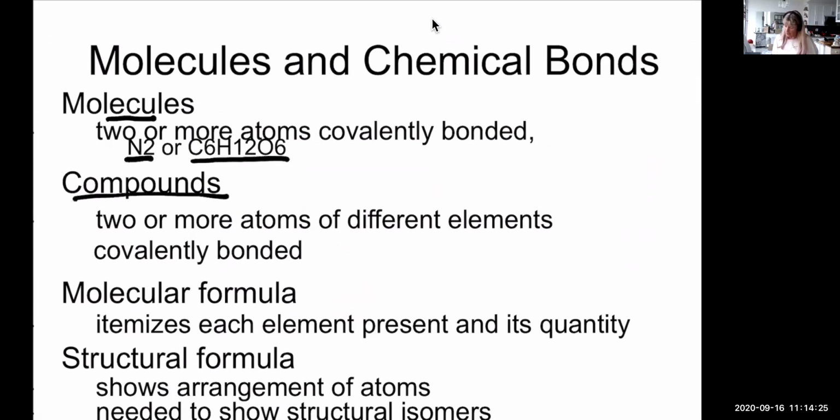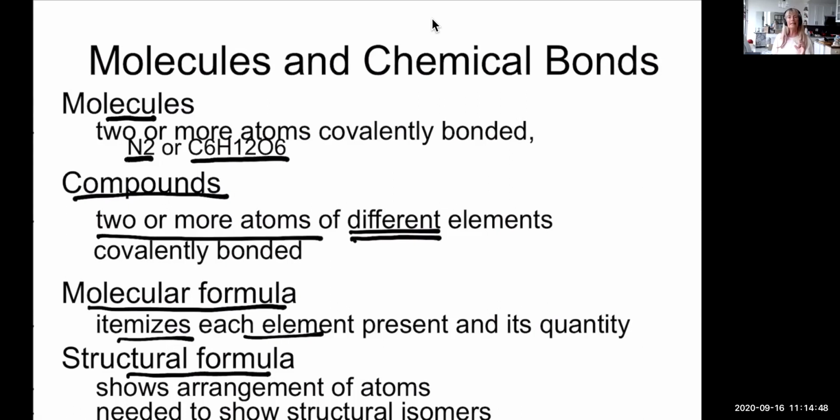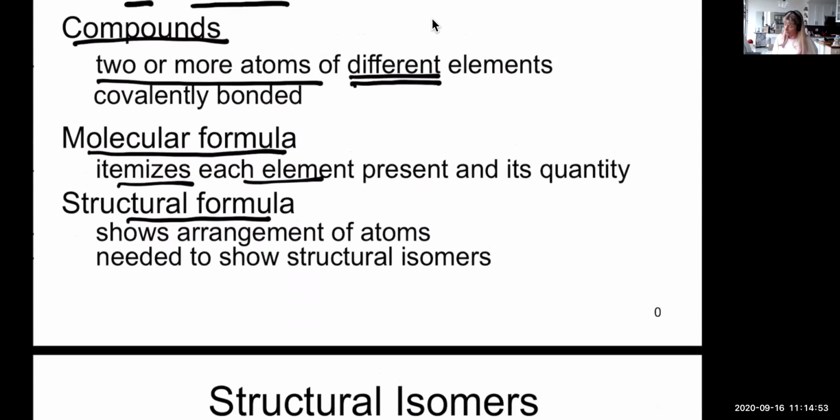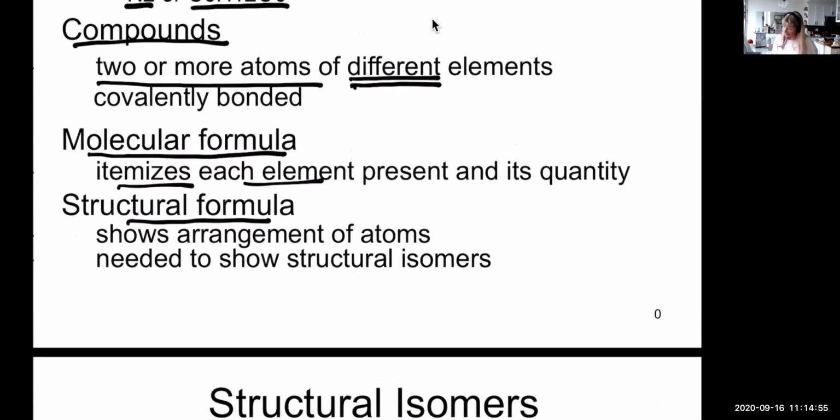Compounds are always two or more atoms of different elements. In both cases, they are covalently bonded. In other words, they're sharing their valence electrons. A molecular formula itemizes each element present and its quantity, and a structural formula shows arrangement of atoms. And some can have what are known as structural isomers, in other words, different arrangements of atoms.